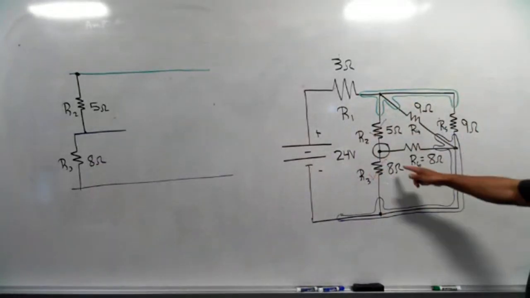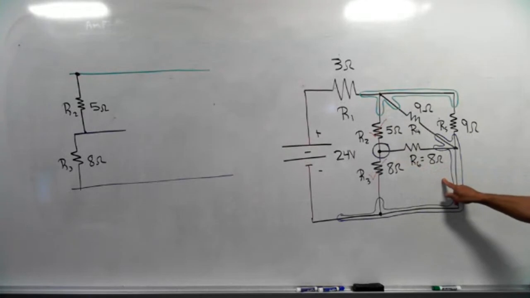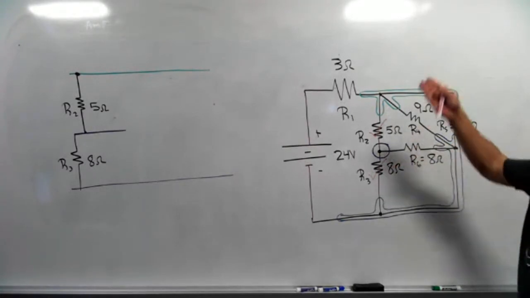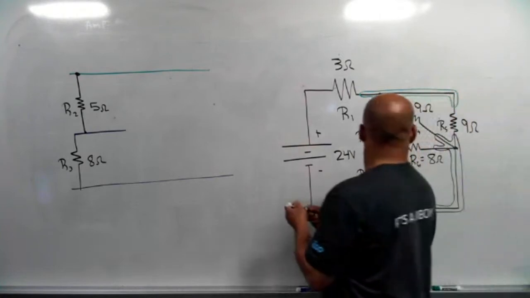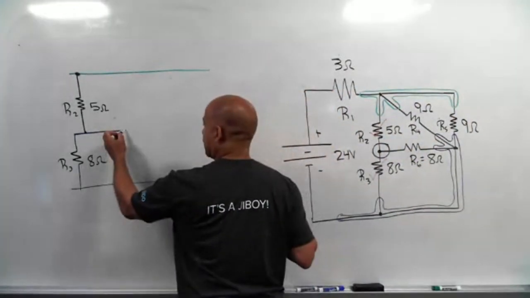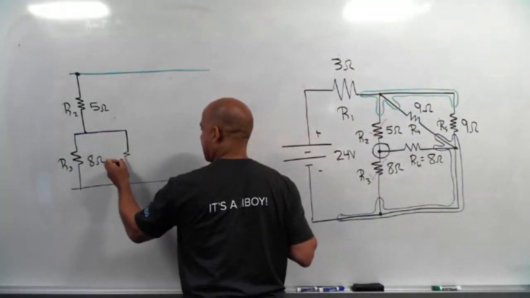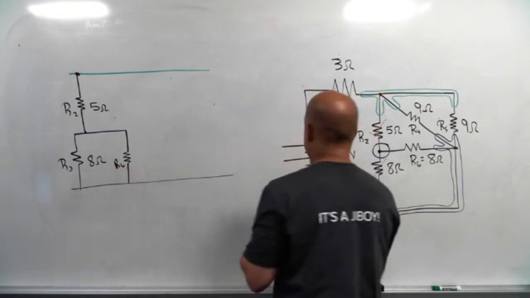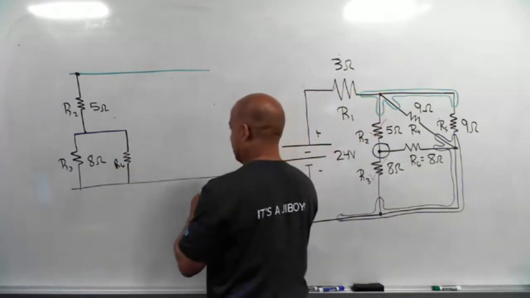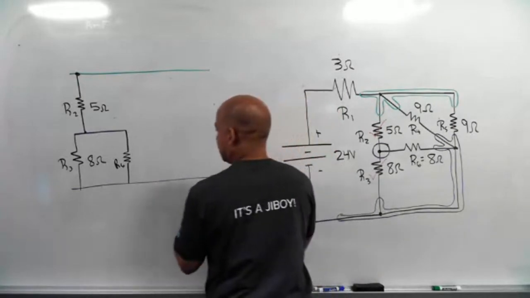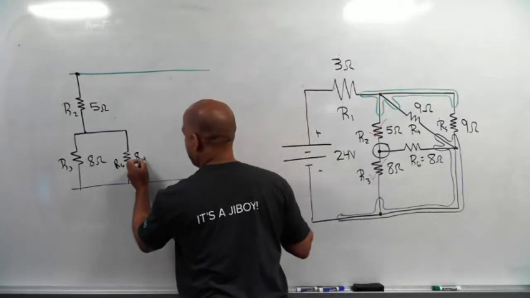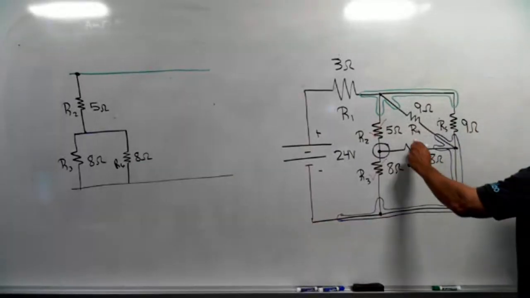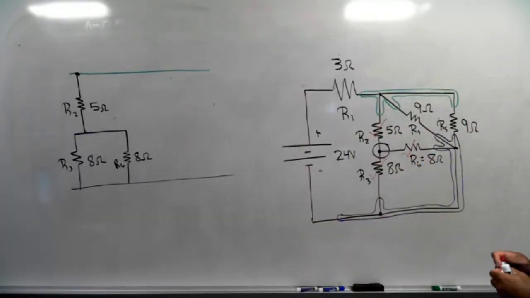R6 is connected to the purple and the blue. So I'm going to draw R6 between the purple and the blue. I'm going to draw it straight up and down. So here's R6. It is 8 ohms. So check that one off. I don't have anything else between the purple and the blue.